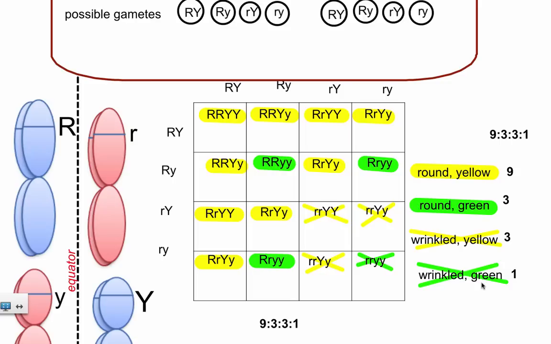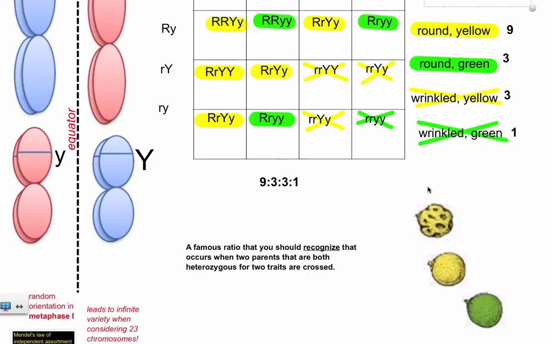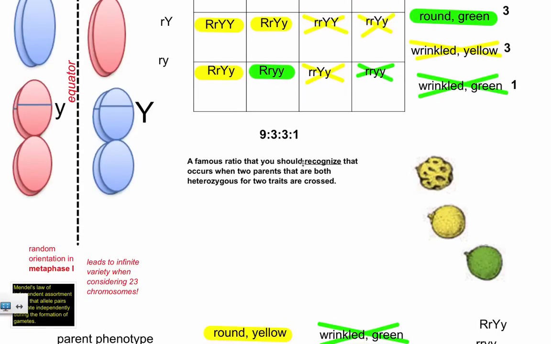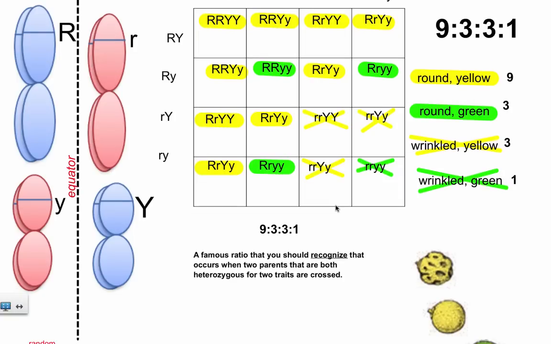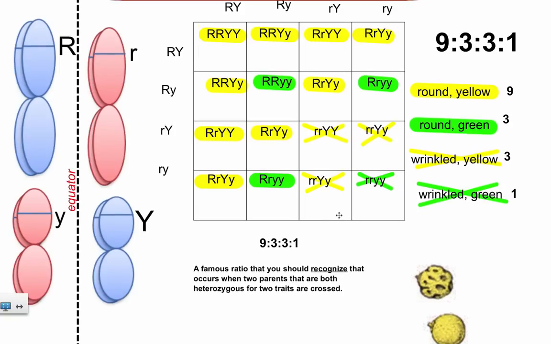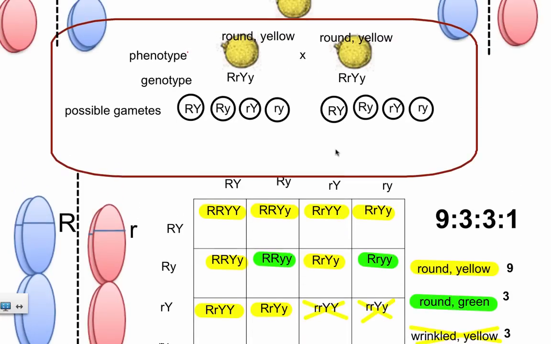If you do all of that, look at that. 9 to 3 to 3 to 1. That is a famous ratio that you will get. It turns out that this is the ratio that you always get for this exact situation where you are mating 2 individuals that are both heterozygous for 2 traits.